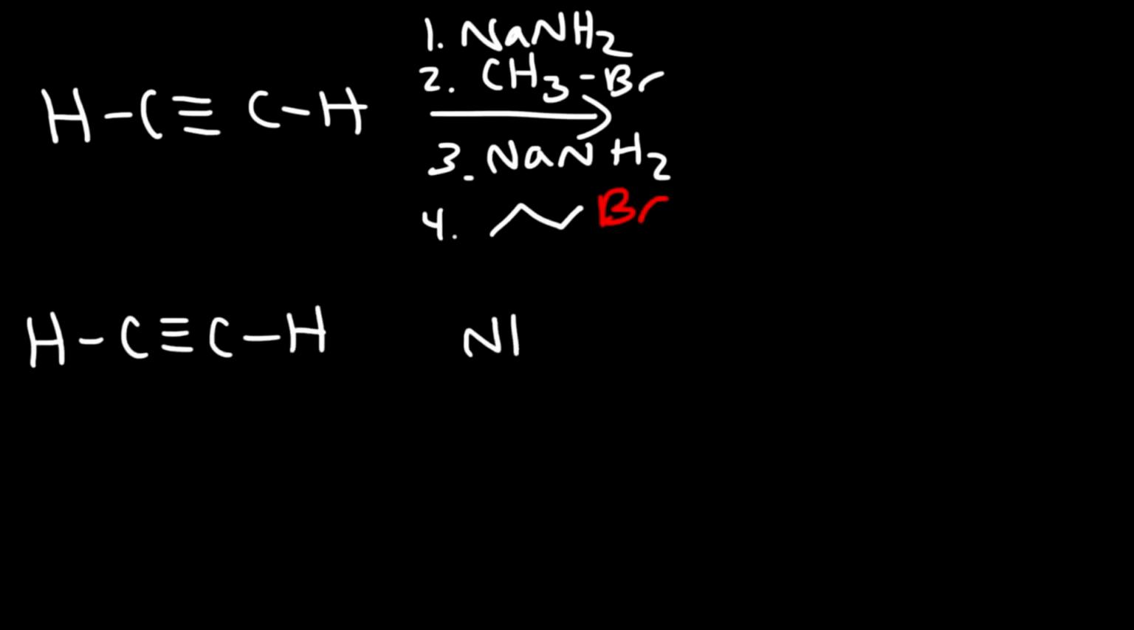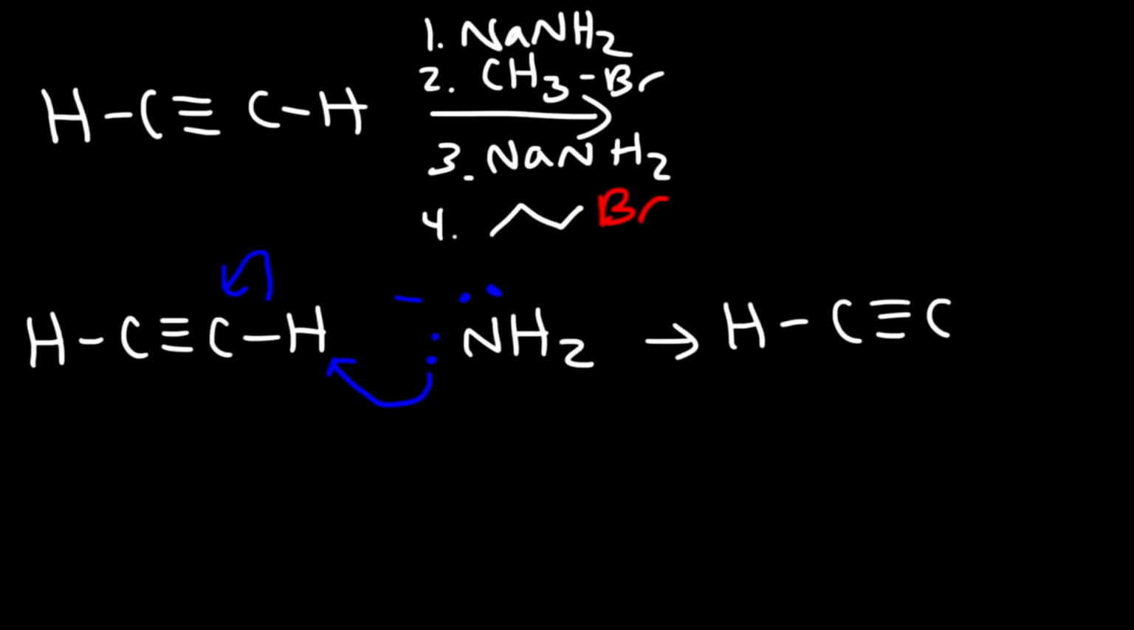So in the first step, it's going to react with NH2-. And so this is an acid-base reaction. Acetylene is the acid, NH2- is the base. And so we get an acetylide ion with a negative charge. And so that's going to react with methyl bromide. And so this carbon is going to attack the methyl, kicking out the bromine atom.